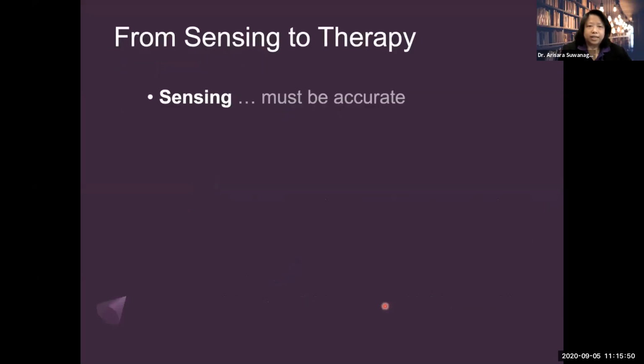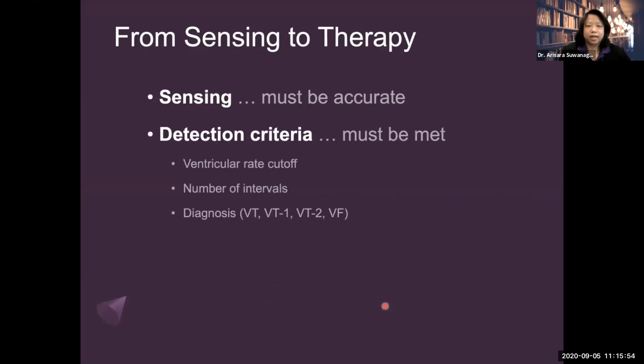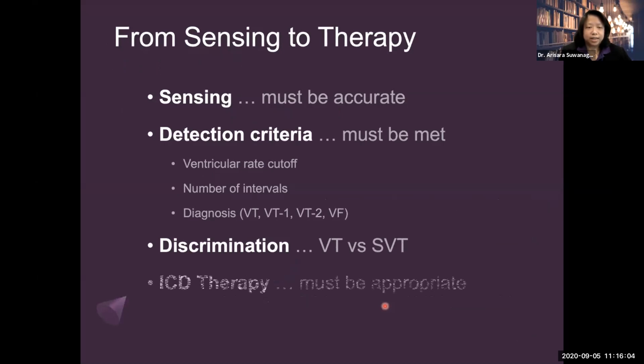So for the ICD, it has to have very accurate sensing. It has to have good detection criteria and make sure that every criterion is met to diagnose a VT or a VF. It has to have good discrimination between VT and SVTs, and then give therapies appropriately.